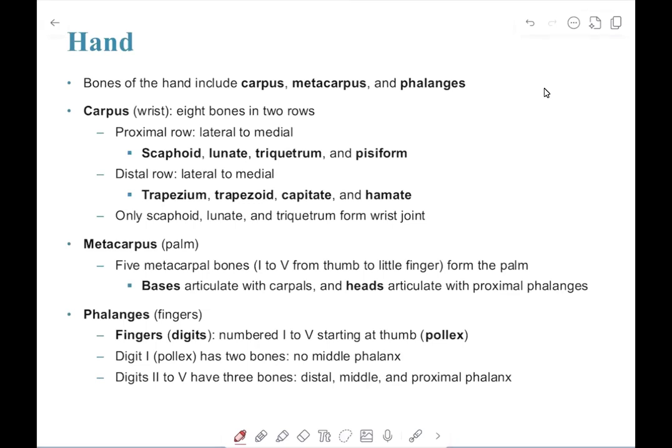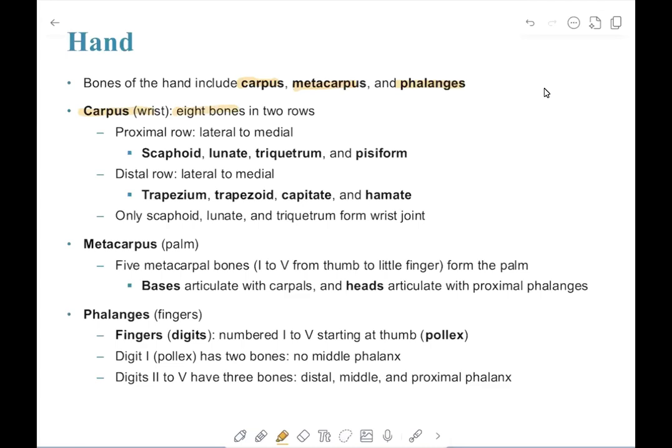This slide is going to show the hand of the upper limb. So the bones of the hand are going to include the carpals, carpus, metacarpus, and phalanges. Carpus is really the same thing as saying carpal. And there are 8 bones that make up the wrist, the carpals.